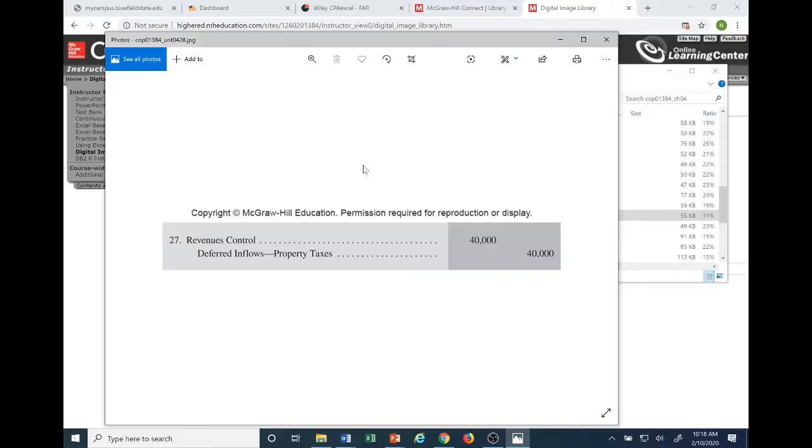So we're going to debit revenues control of 40K, credit deferred inflows, property taxes. Because remember, deferred inflows is seen with liabilities, right, on the balance sheet. So we've moved it from revenues from the top down to deferred inflows of property taxes down near the bottom. Moved it from the asset side to the liability side. Makes sense, right? And we reversed revenues control because we recognized it in the beginning, right? And we needed to reduce revenue and then move it to the deferred revenue. That's why we did that.